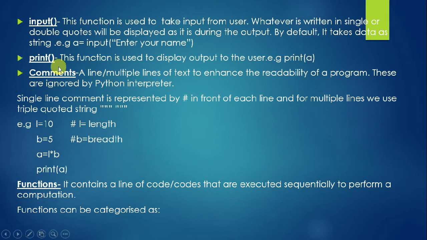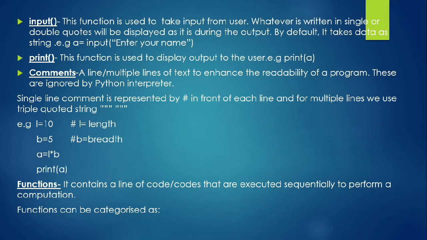Then we have comments. A line or multiple lines of text to enhance the readability of a program are the comments. These are not read by the interpreter, they are ignored by the interpreter. A single line comment is represented by the hashtag symbol and for multiple lines we use a triple quoted string.